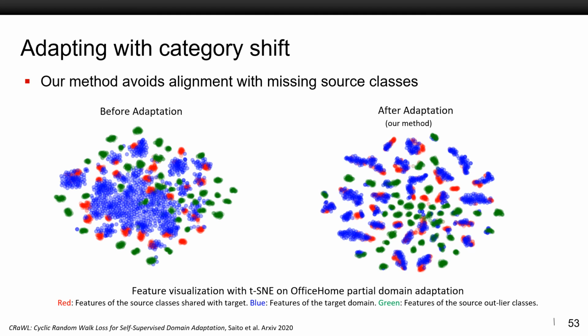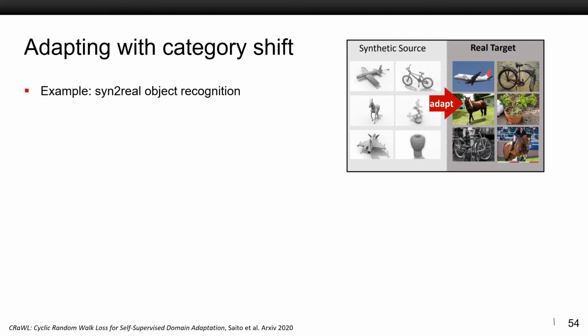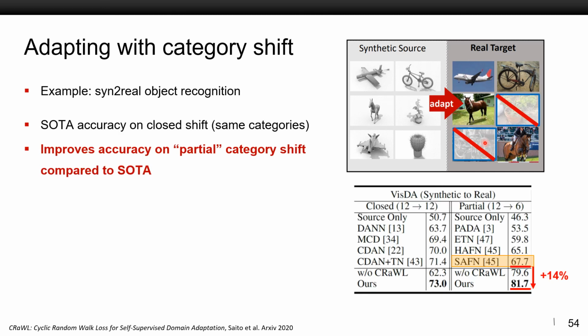And again, we didn't tell our algorithm exactly the situation, which kind of shift there was. It just learns to do this on its own, which is nice. So I'll show a few more results. Basically, this is a synthetic to real adaptation problem where the source domain is synthetic images and the target is real images, and we want to classify these objects, but some of the objects are missing in the target.